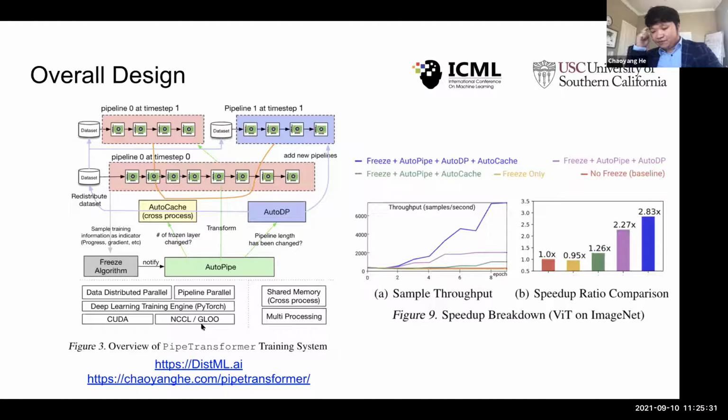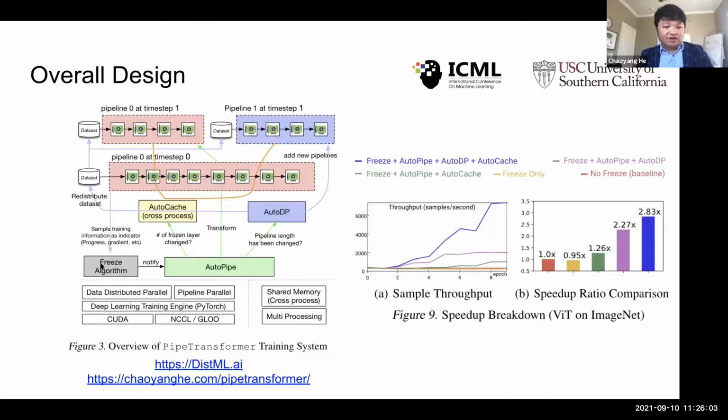NCCL is a communication protocol provided by NVIDIA. It can largely accelerate GPU communication. For example, you can use all-reduce, and it becomes much faster by using GPU direct communication. We also need to use some advanced features from the Python language because here we want to do multiprocessing. We want to handle different processes and operate them dynamically.